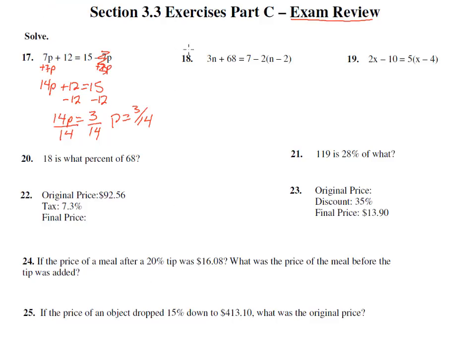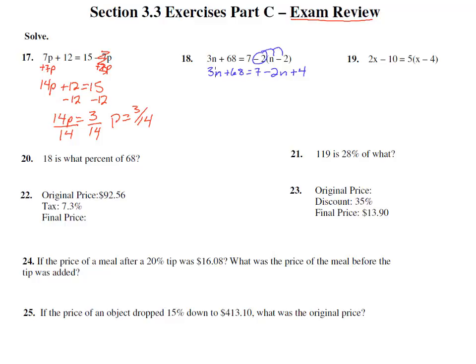Okay, the next one, number 18. 3n plus 68 equals 7 minus 2n minus 2. The last n minus 2 is in parentheses. Yeah, we got to get rid of that parentheses to simplify this. So let's jump that negative 2n and we get 3n plus 68 equals 7 minus 2n plus 4.